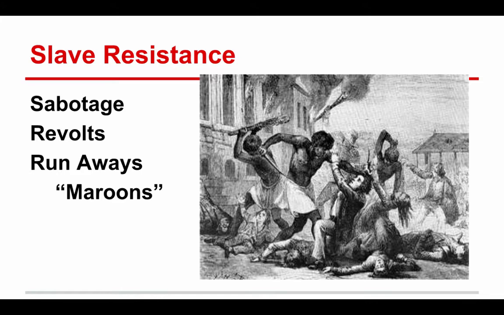Something very interesting that develops that we'll be talking a little bit more about later would be runaway slave groups, particularly in areas like Haiti, all the way to Brazil. Now, these slaves that ran away were able to set up these communities, and they were known as Maroons.